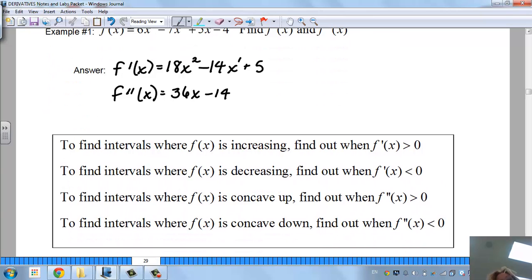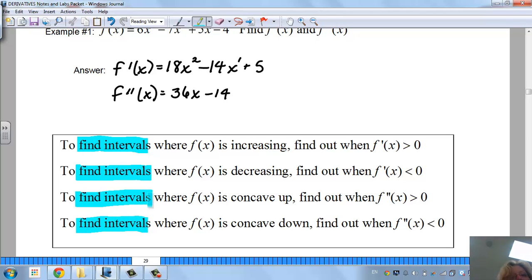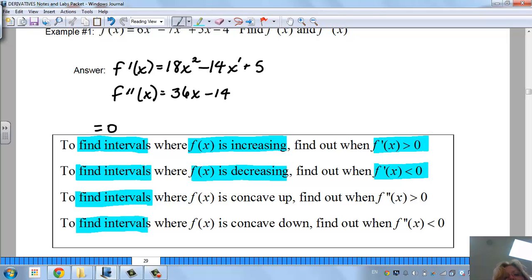Now here's some basics again, what we talked about before, and we're looking for intervals for all of these. So if we want to find intervals, what we usually do is we take our first and second derivatives and put them equal to 0, because that will show us the points where they change. So if f of x is increasing, our original function is increasing, so we're going to look at our first derivative, and if our first derivative is positive, then that's where it's increasing. If our first derivative is negative, that's where it's decreasing.